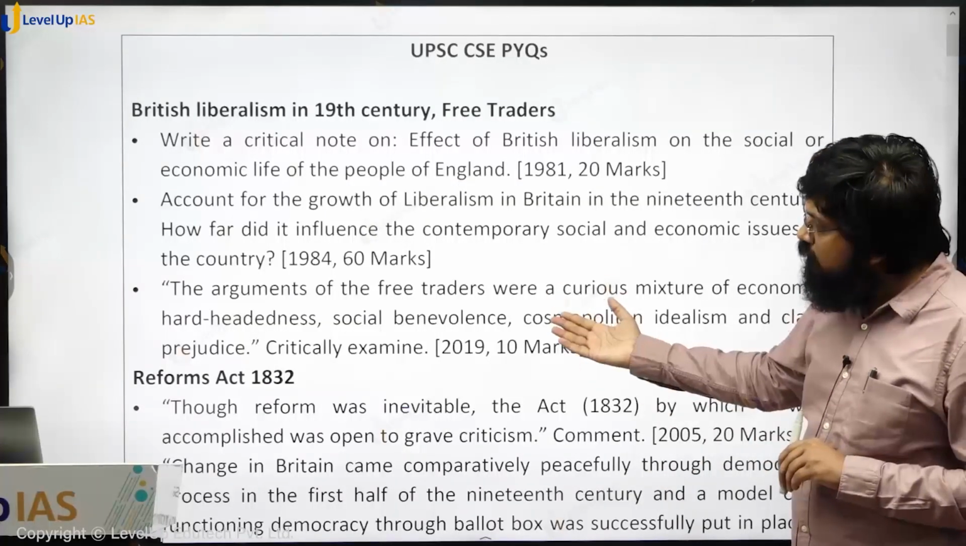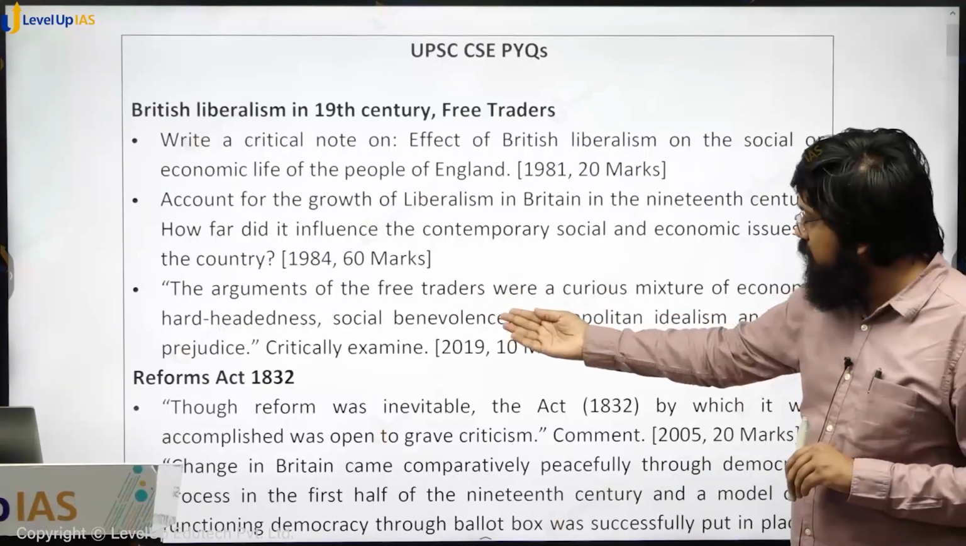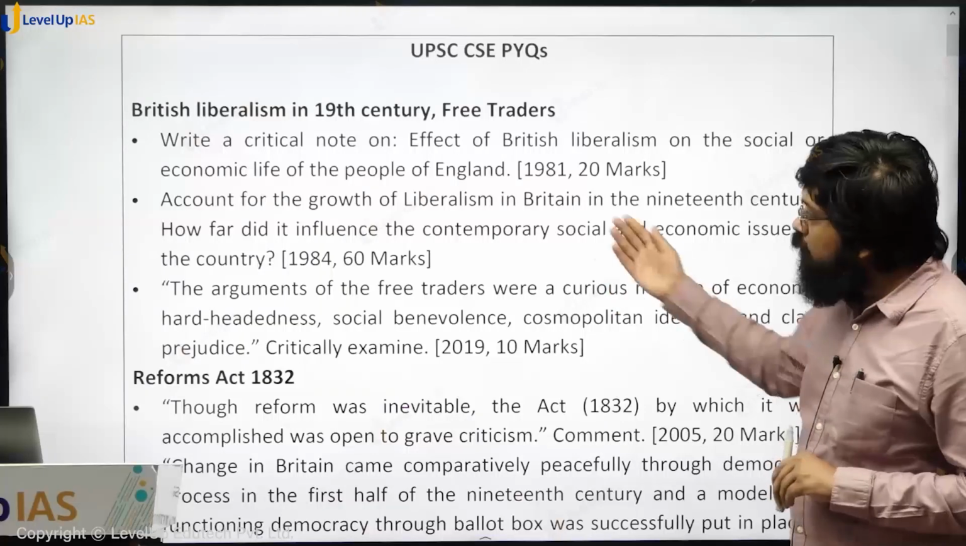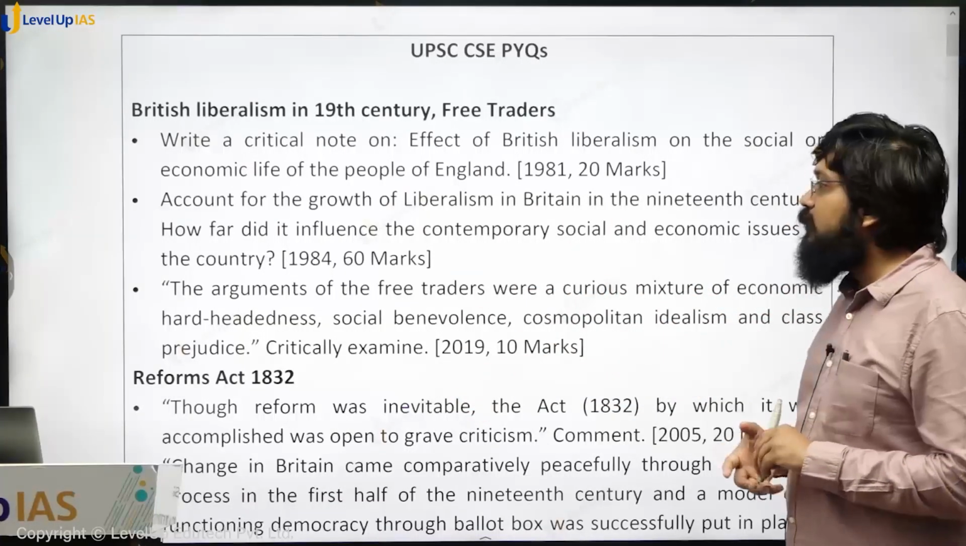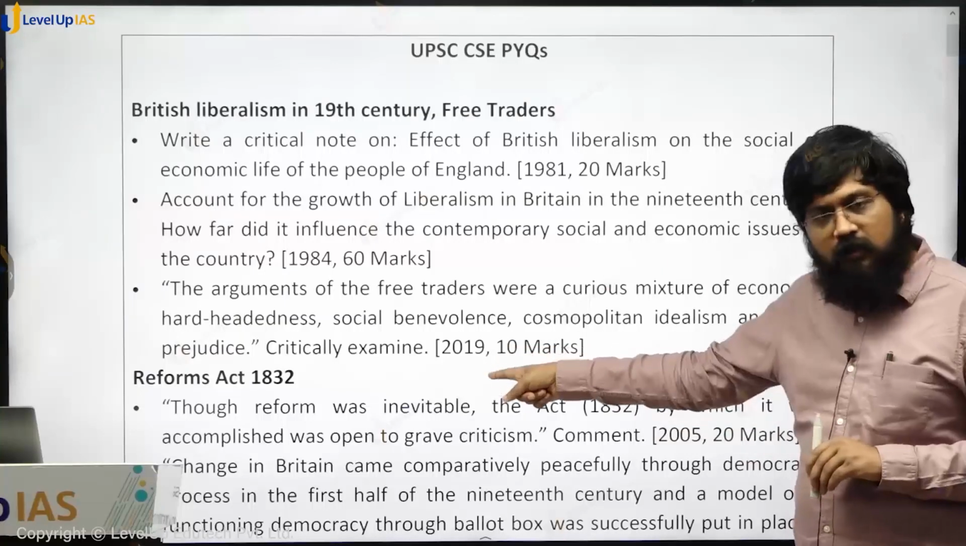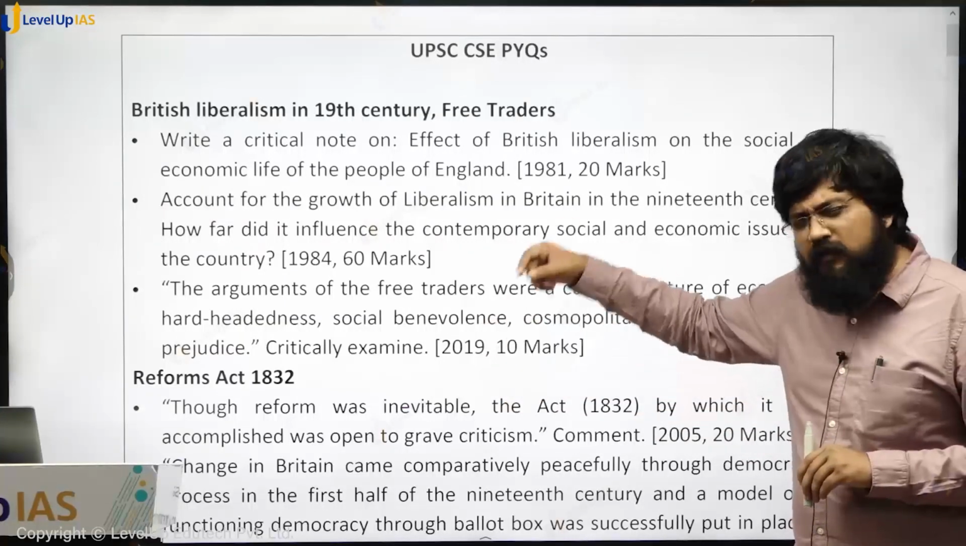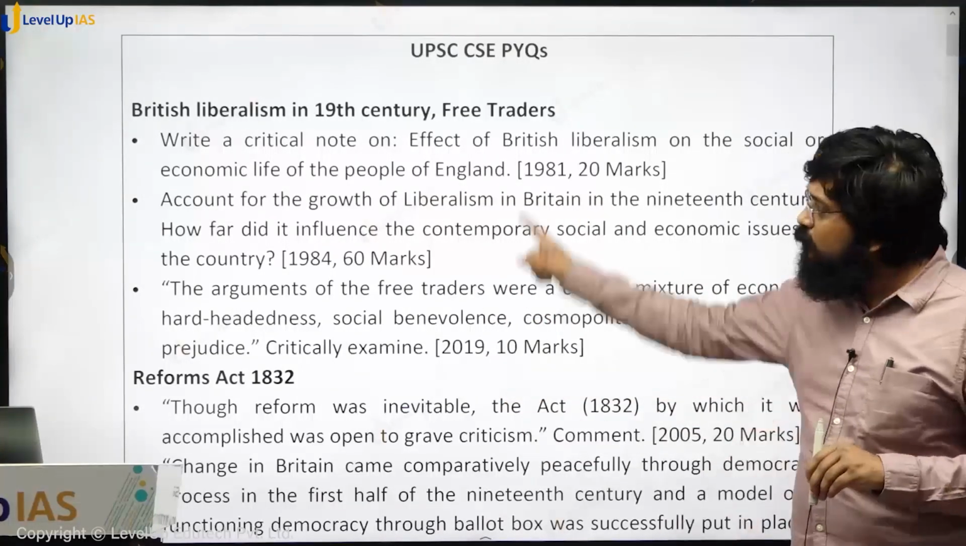You have questions like, for example: the free argument of the free traders, was it a curious mixture of economic hard-headedness, social benevolence, cosmopolitan idealism, and class prejudice? Critically examine. 19 का सवाल है. This question is completely unanswerable if you don't know British liberalism.